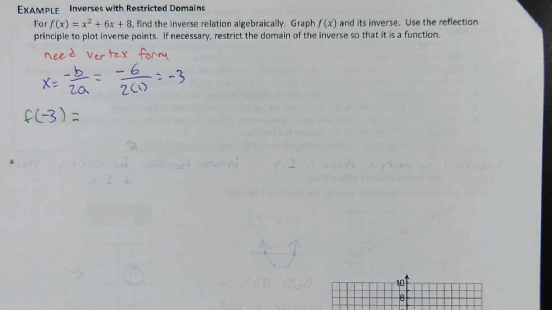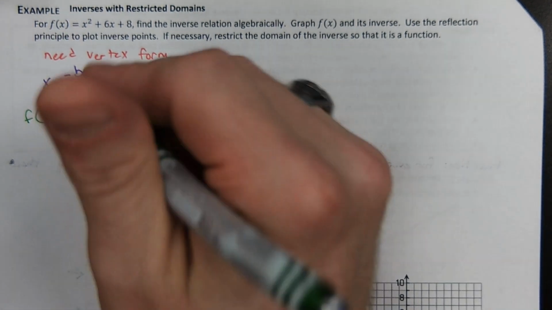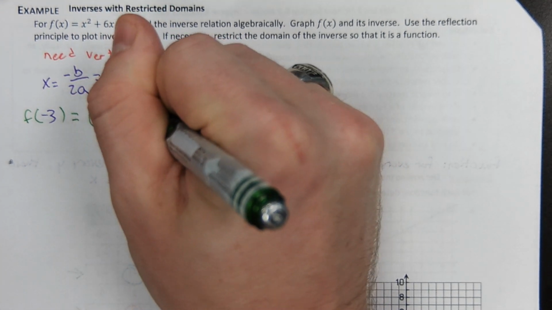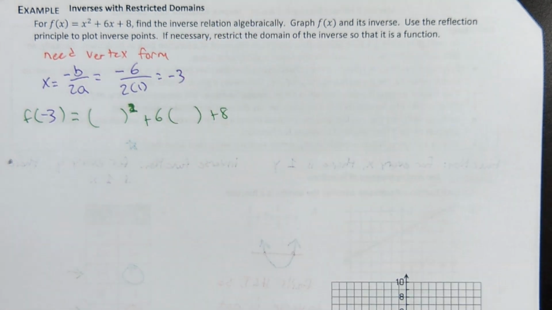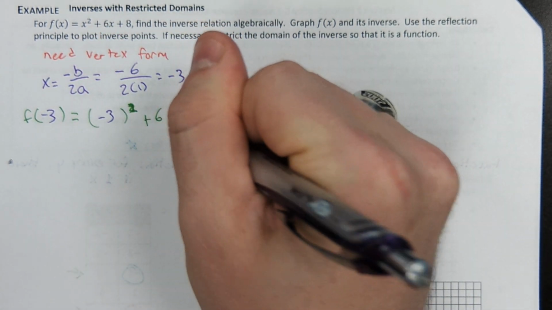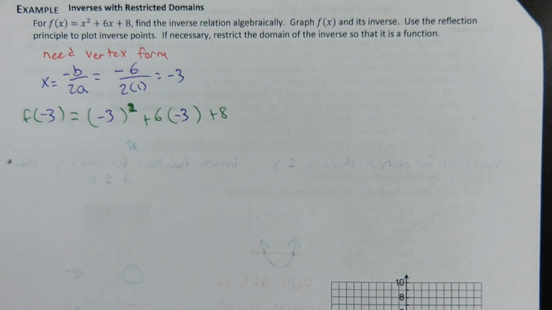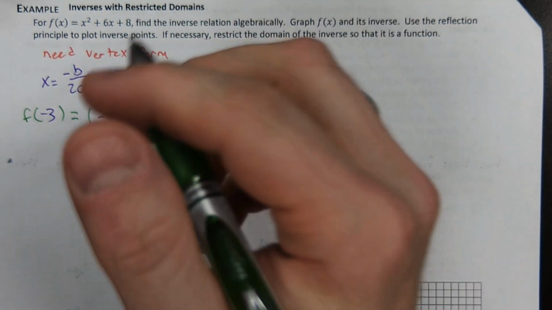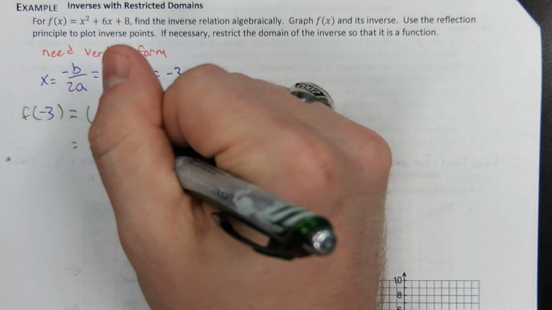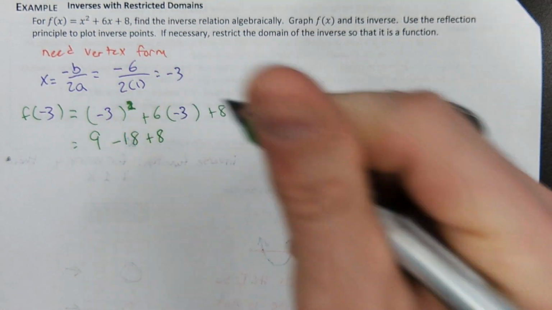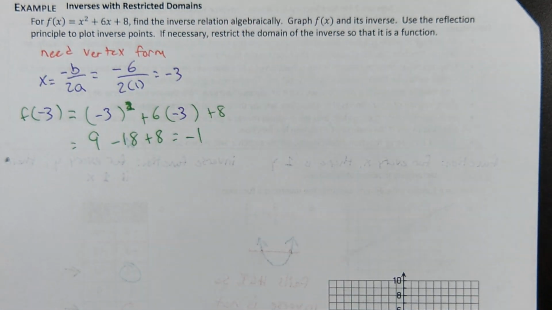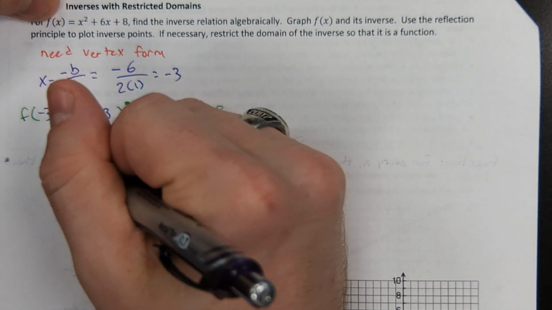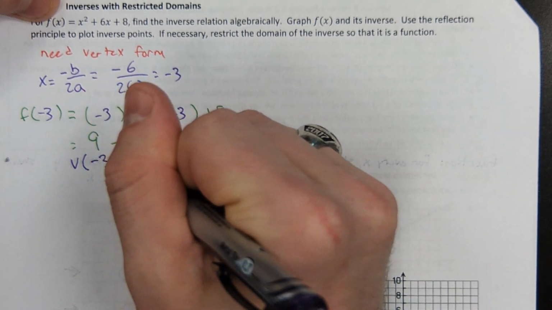That means everywhere f had an x, we're going to open a set of parentheses, and in those parentheses, we're going to drop that negative 3. This will give us the y value of our vertex. Negative 3 squared is positive 9. 6 times negative 3 is negative 18. Plus 8, 9 and 8 makes 17. 17 minus 18 is negative 1. That means the vertex of f of x is at negative 3 comma negative 1.